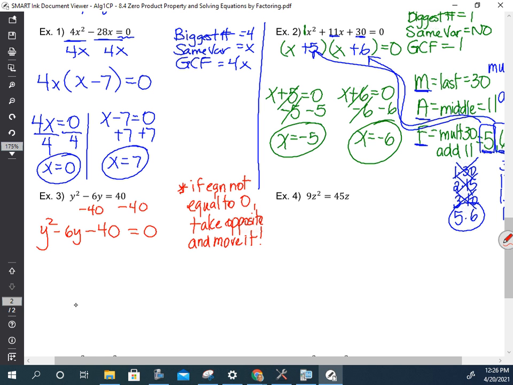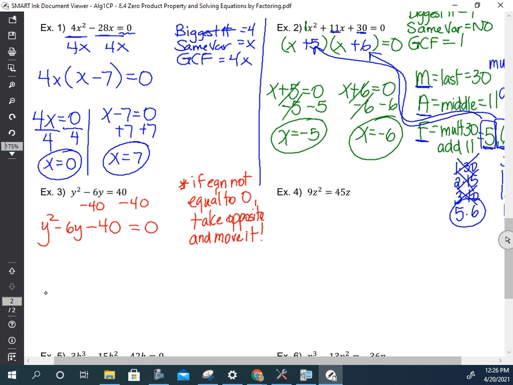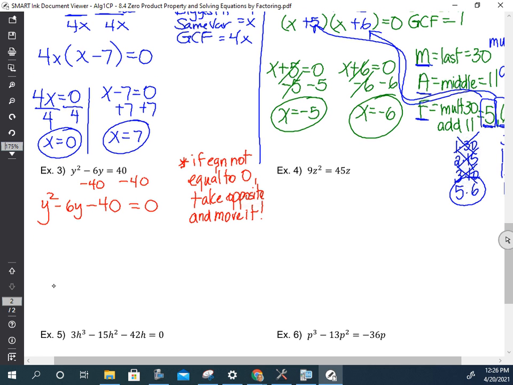Any questions before we continue? Now the equation is equal to 0. You need that in order to break it apart. So now we factor.